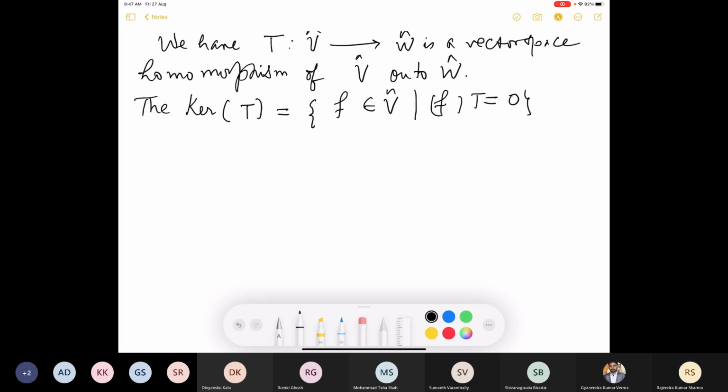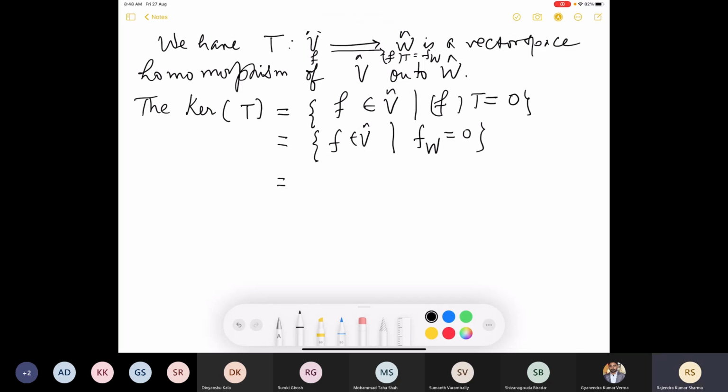How is the map defined now? This is your f of T, and this is 0. The map T takes f to the restriction of f on W. So this is the set of f in V hat such that f restricted to W is 0.